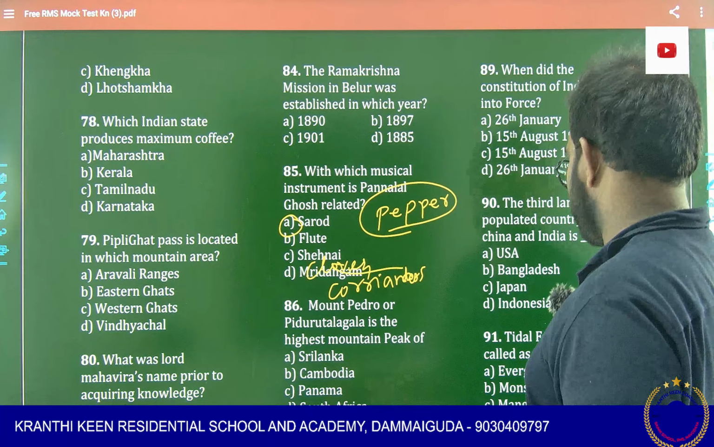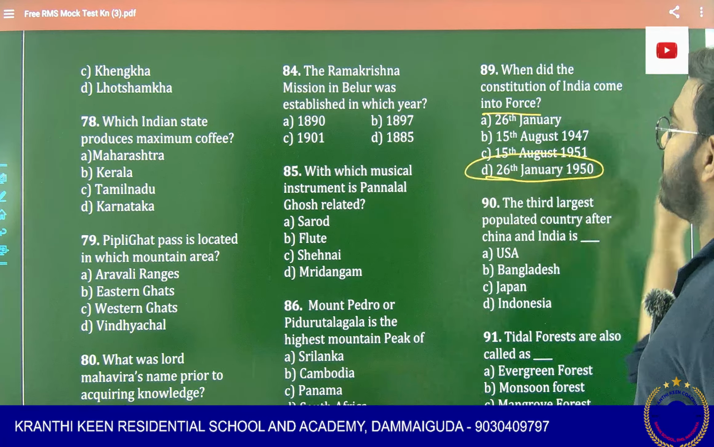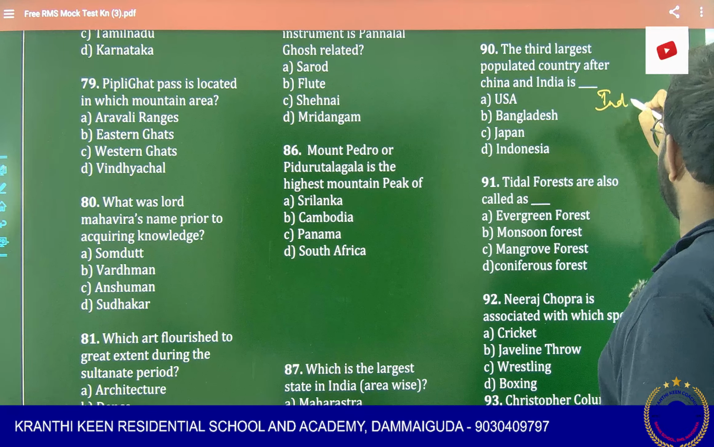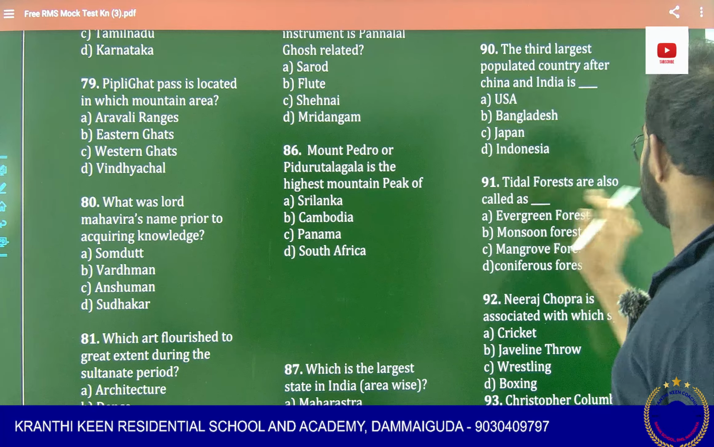Next, when did the Constitution of India come into force? January 26, 1950. That's why we call it Republic Day. It means the Constitution came into force, and the formation of government and implementation of ideas through the government followed from January 26, 1950. The third largest populated country after India and China: we know India is now the most populated country in the world, followed by China, and next the USA. USA is your answer.